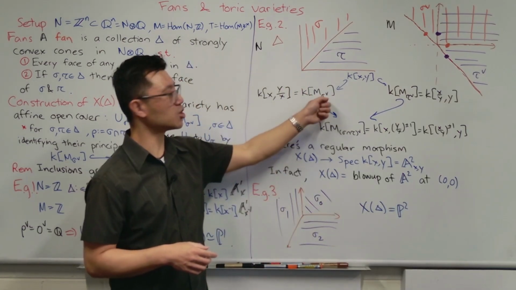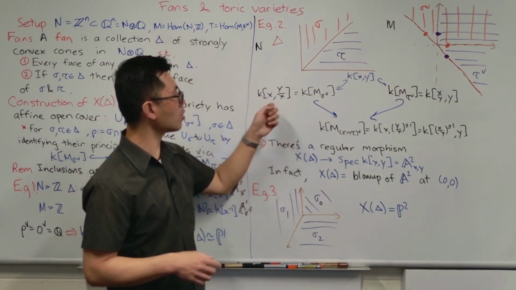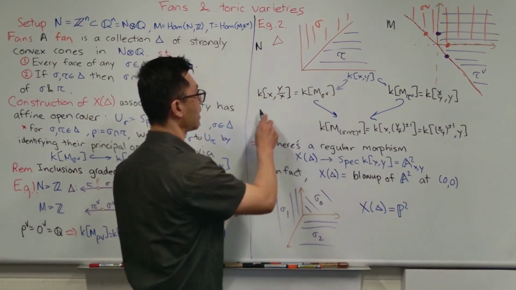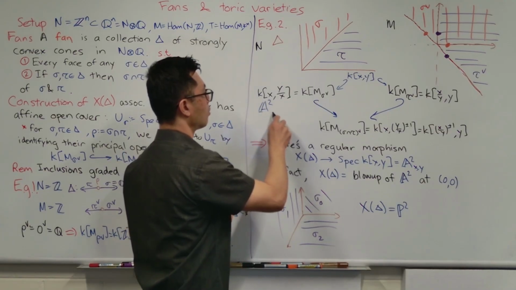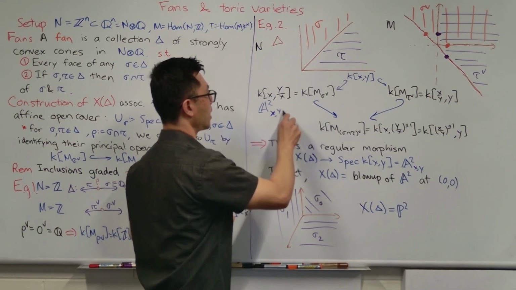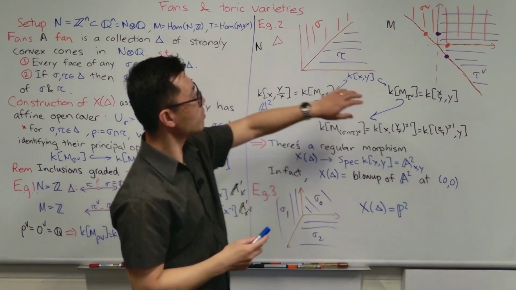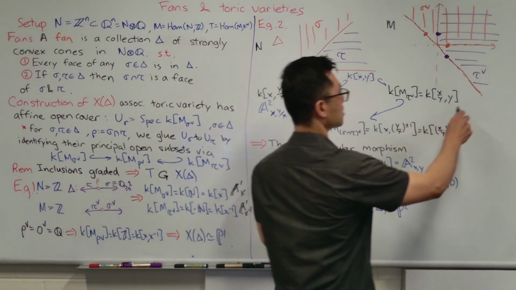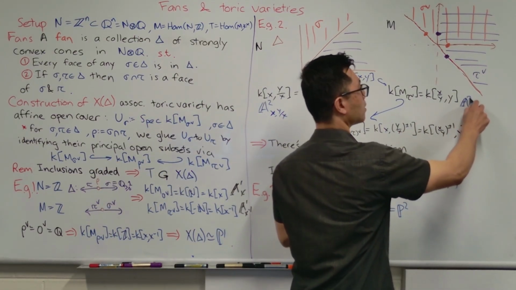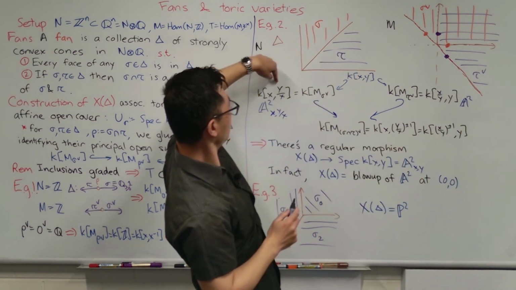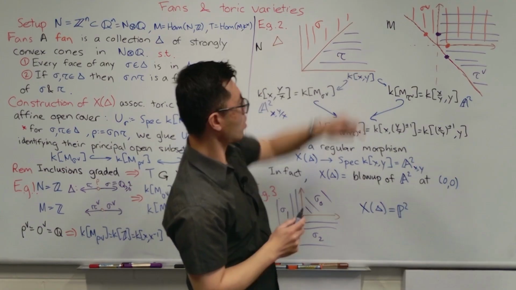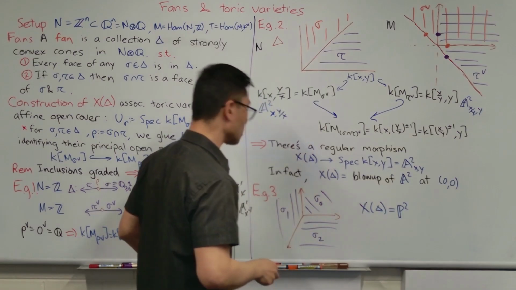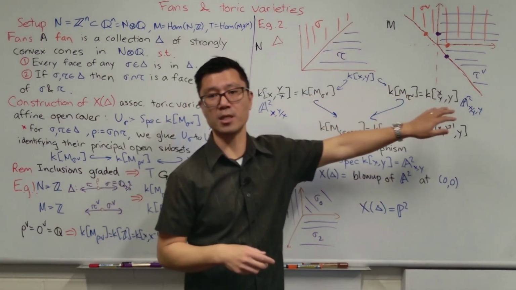So this K[M ∩ sigma check], this monoid algebra, is just the polynomial algebra in x and y/x. So this is actually going to give us a copy of the affine plane with coordinates x and y/x. We can do the same thing with M ∩ tau check, and I hope you can guess, you just swap the roles of x and y. So that's going to give us an affine plane, but now with coordinates, instead of y/x and x, you get x/y and y. So you're just gluing two copies of the affine plane together.